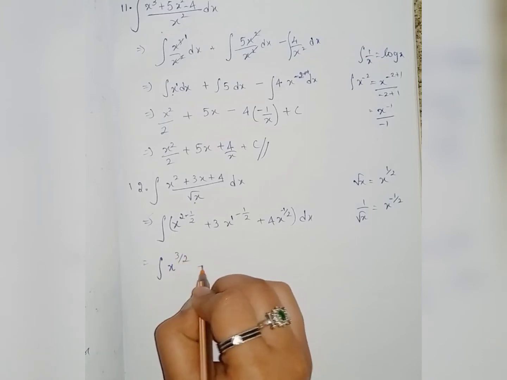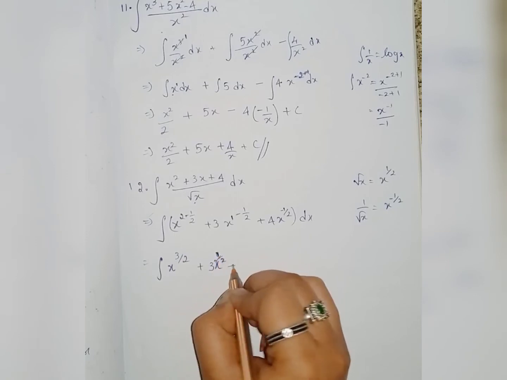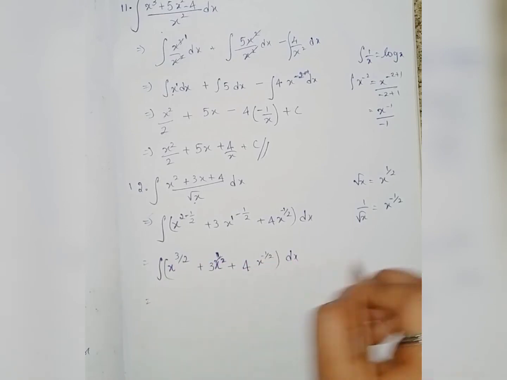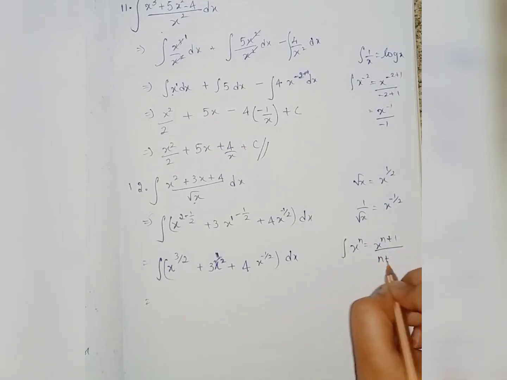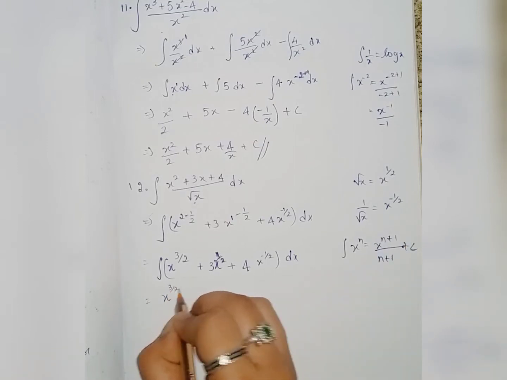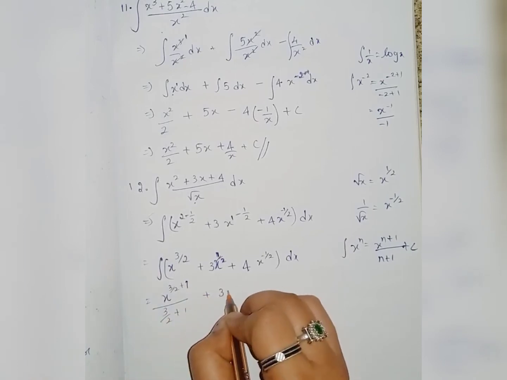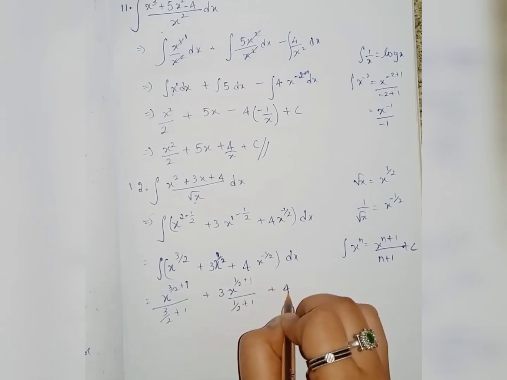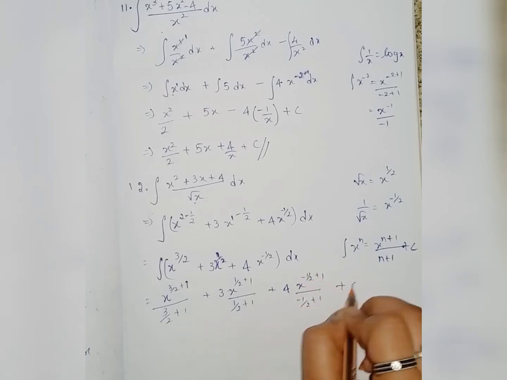Now x to the power 3 by 2 plus 3 x to the power 1 by 2 plus 4 x to the power minus half dx. Same x power n formula we have to use. Integration of x power n is x power n plus 1 by n plus 1 plus c. Okay, so now x power 3 by 2 plus 1 by 3 by 2 plus 1, plus 3 x power 1 by 2 plus 1 by 1 by 2 plus 1, plus 4 x to the power minus half plus 1 by minus half plus 1, plus c.